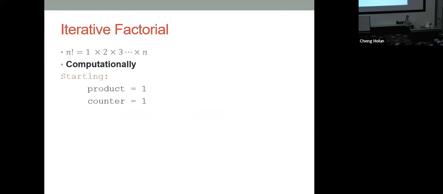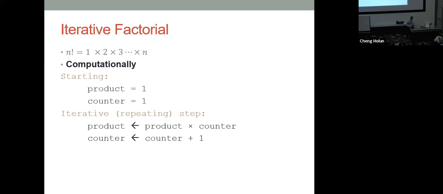Before we do Python, we write the pseudocode first. Before we start, I will assume product is 1 and the counter is 1. And I will repeat the following. Every time, I will multiply the current product with the counter and replace it with the current product. That's what happened just now in the animation, right?